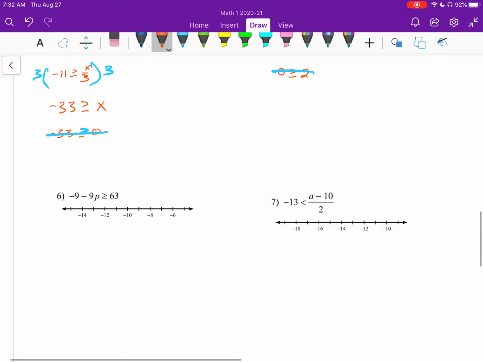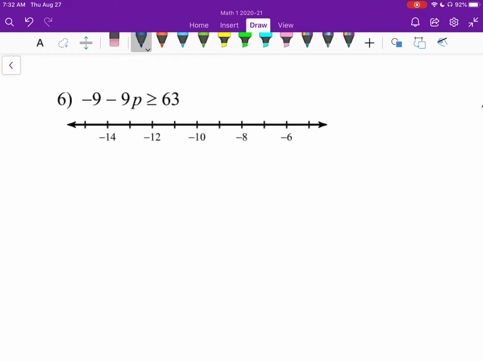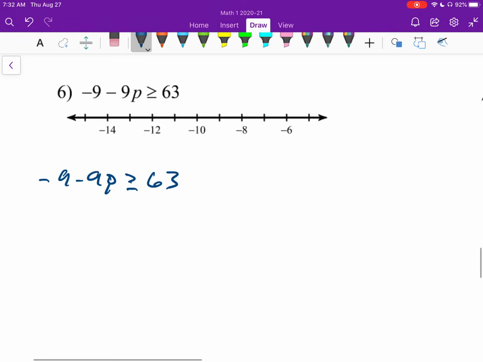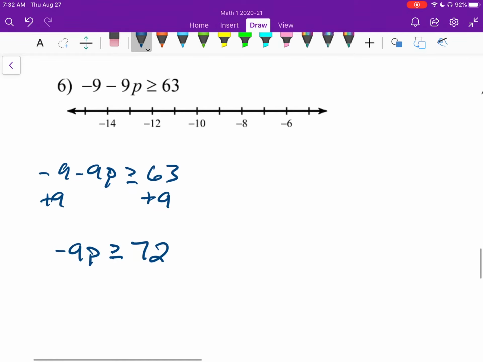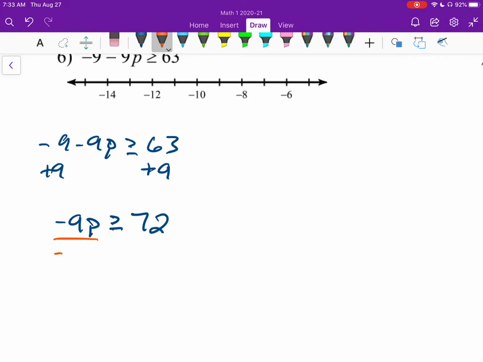Okay. Number 6. Good. We're going to divide by a negative in this one. So first, let me just rewrite it down here. Negative 9 minus 9p is greater than or equal to 63. To start off, let's add 9 to both sides. So we'll get negative 9p is greater than or equal to, what's that going to be, 60 or 72? 72. Now, we have to get p by itself. We're going to divide both sides by negative 9, right?